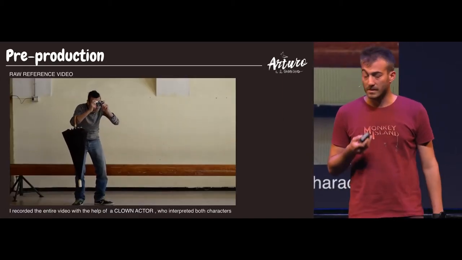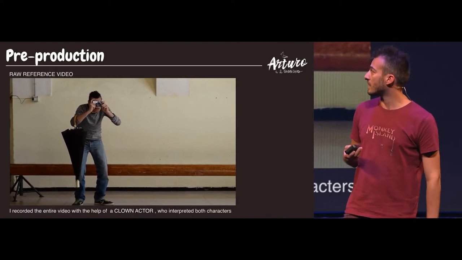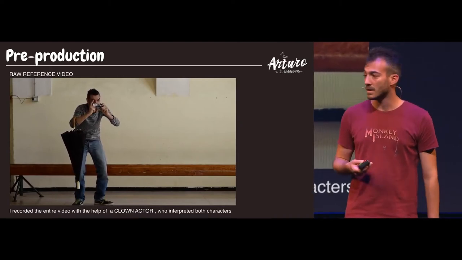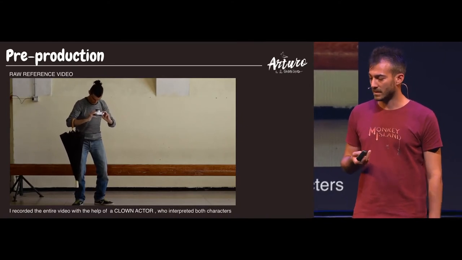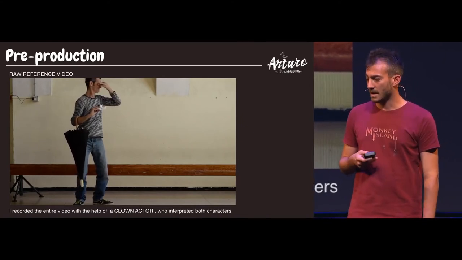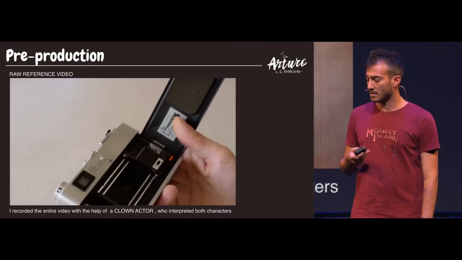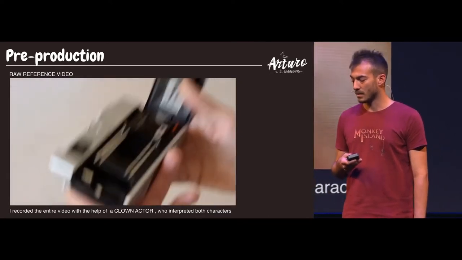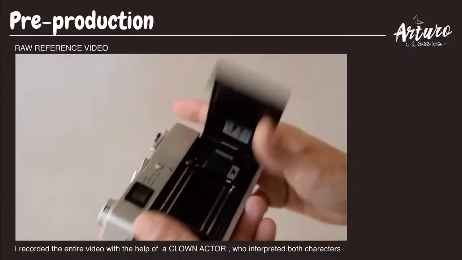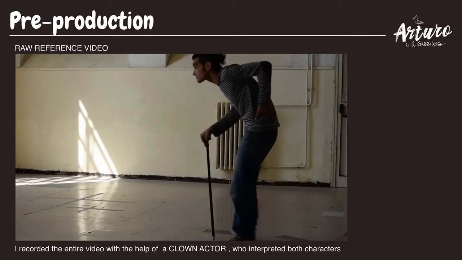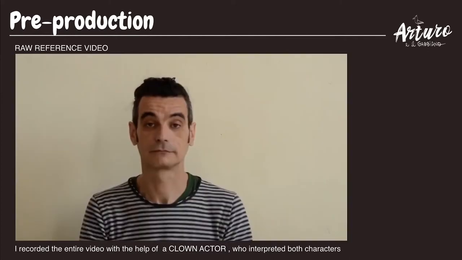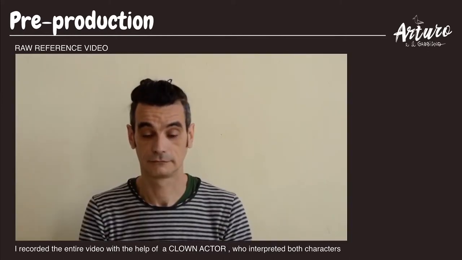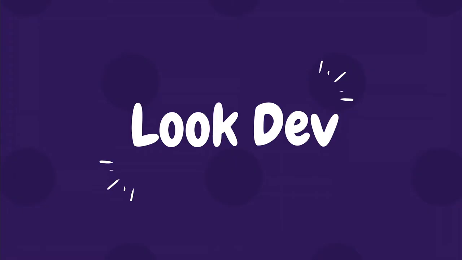After that, I recorded the entire movie with the help of my friend, an actor who is a clown, and so he gave a great personality to the main character. And he also tried to make also the seagull with references. So we try to give personality with this character. Also the facial expression.